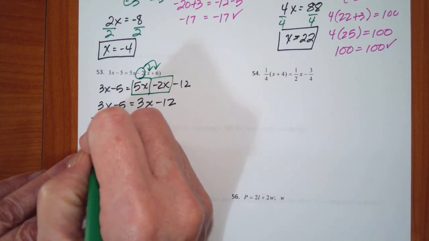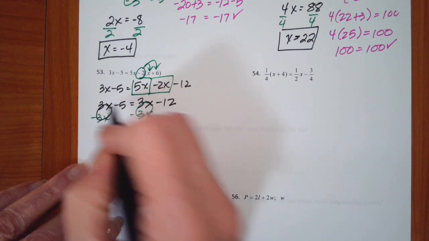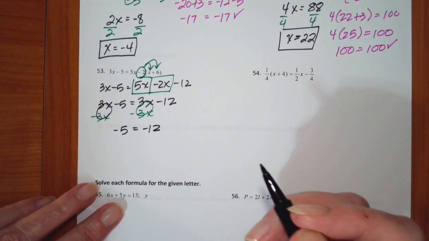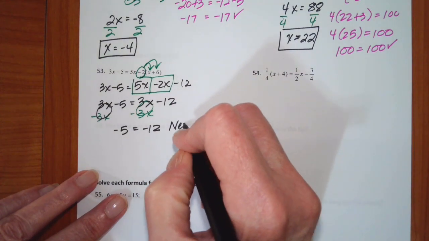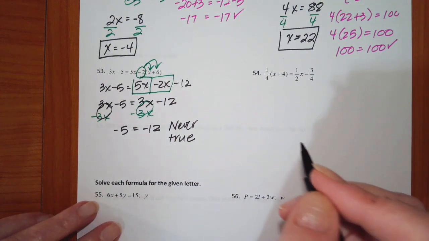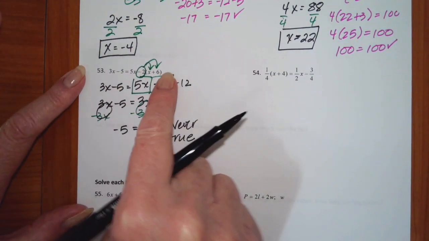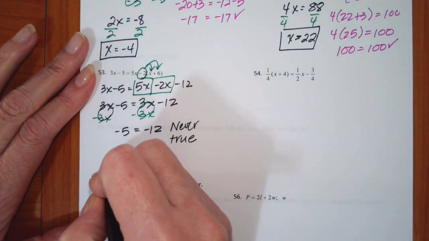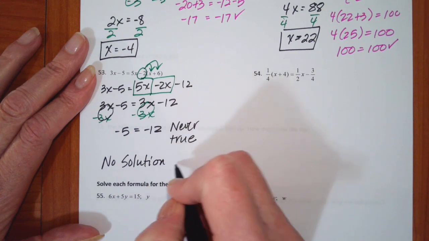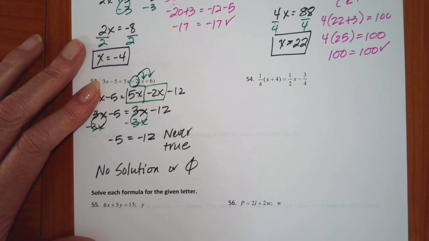I'll subtract 3x from both sides. Well, and it's 0 over here as well, so I have negative 5 is equal to negative 12. This is never true. So it doesn't matter what you put in for x, you can never make this a true statement. So there is no solution. Or you can put a 0 with a slash through it.